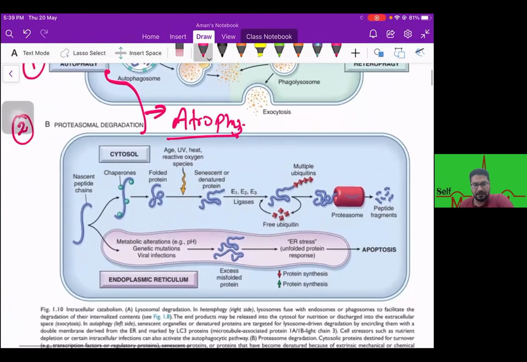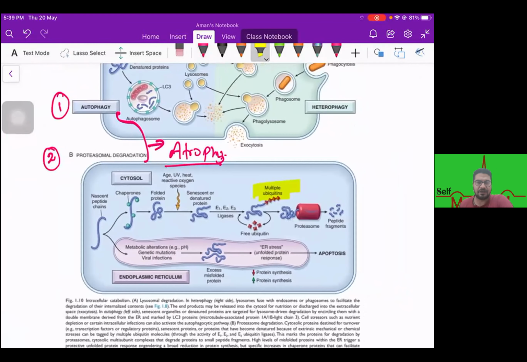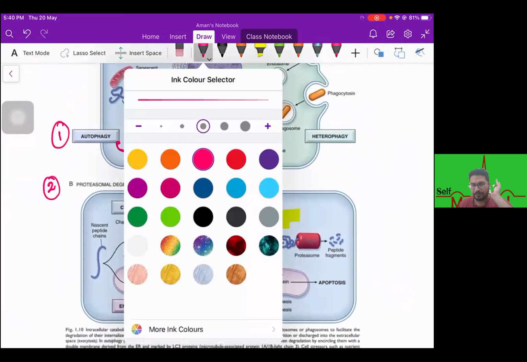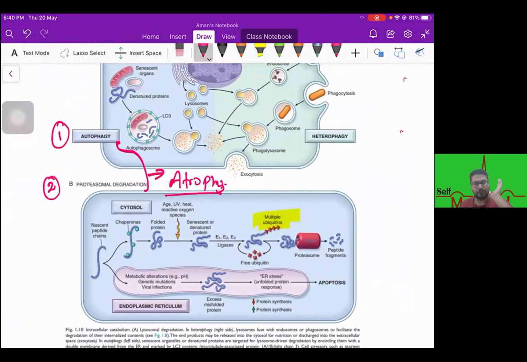Then next, there will be formation of a complex with a protein. That protein is called ubiquitin. So understand this: this proteasome degradation will occur because of a protein. Here you have to remember two facts: autophagy and proteasome degradation can cause atrophy, and atrophy can also occur because of interaction of this protein called ubiquitin.